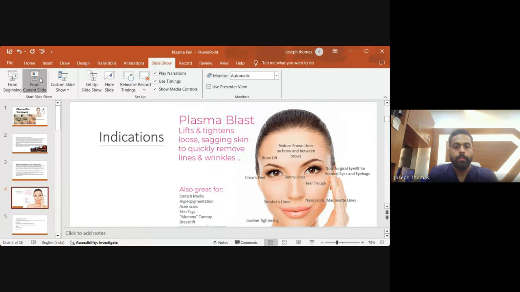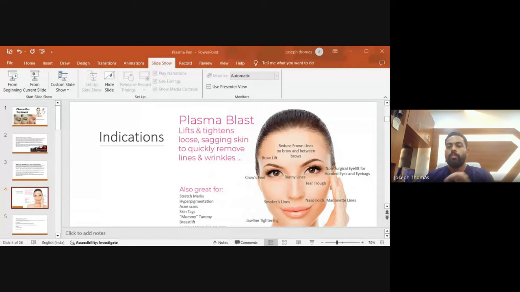About the indications. On the face, you can reduce the frown lines, the brow lift, the crow's feet, the bunny lines, the tear trough. Wherever you have wrinkles, wherever you have troughs, you can treat and you will get a good result with one session or multiple sessions. Apart from the face, you can also treat stretch marks, hyperpigmentation, acne scars, skin tag removal, DPN removal, milia treatment, small moles, epidermal pigmentations, mummy tummy and breast lift.